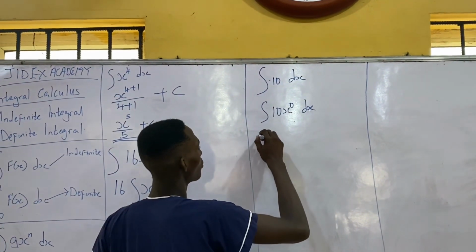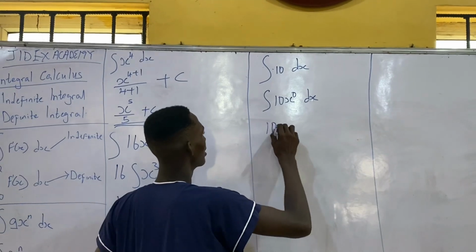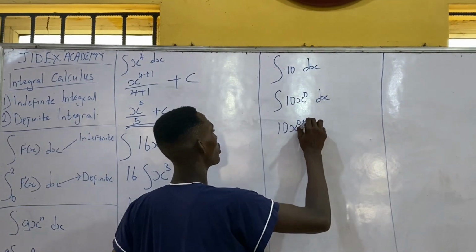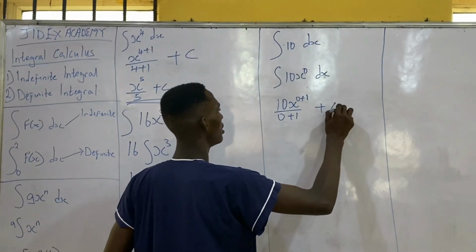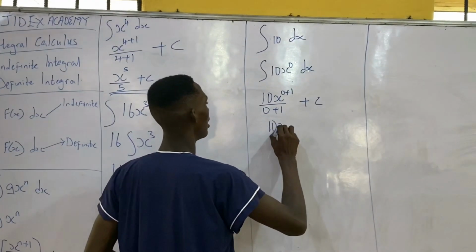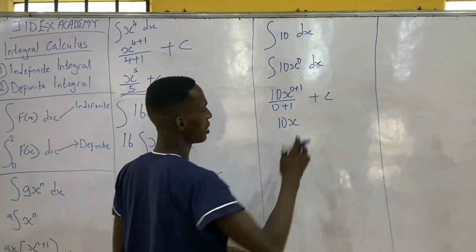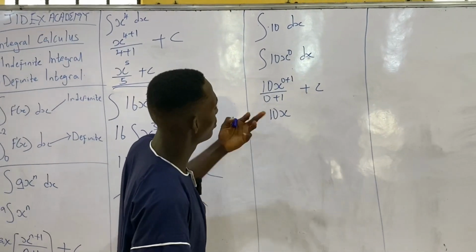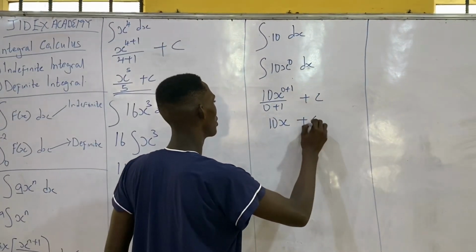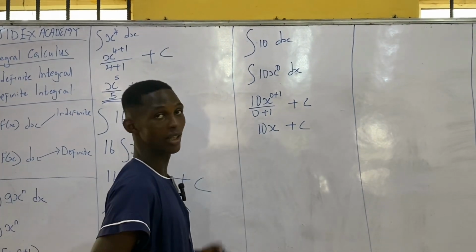So what do we do when we want to find the antiderivative? It will be 10x to the power of 0, we add plus 1 over 0 plus 1. Then this plus c. Now this gives us 10x to the power of 1. But it is mathematically wrong for us to write our 1 here. And if you should divide it by 1 it still gives us 10x, therefore our answer will be 10x plus c. This is our answer.